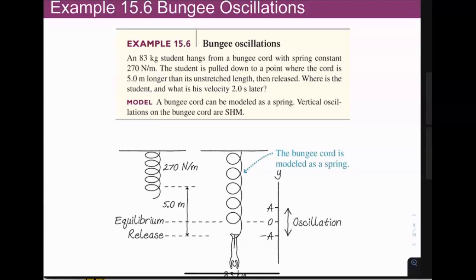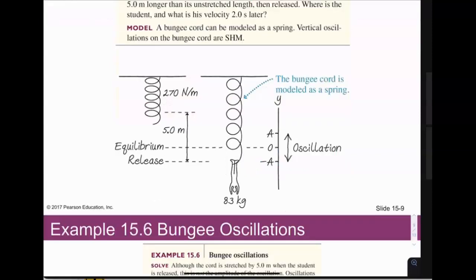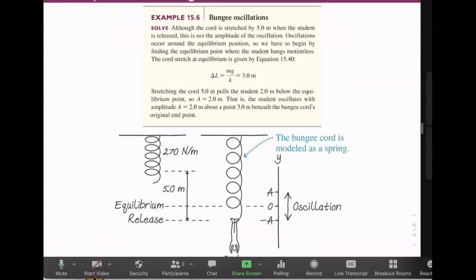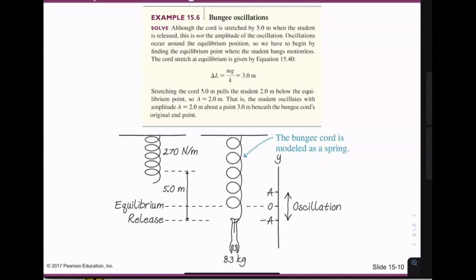In this example, we model a bungee cord as a spring, and we consider vertical oscillations that are simple harmonic motion, where the oscillations shown in the figure are between plus A and minus A from equilibrium. When we solve the problem, we note that although the cord is stretched by 5.0 meters when the student is released, this is not the amplitude of the oscillation.